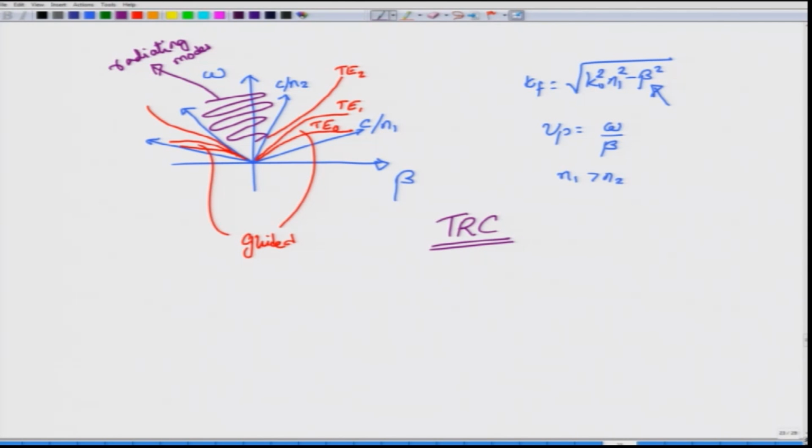Of course, the exact way of solving this transverse resonance condition is something that you will be seeing in the later modules. Thank you very much.